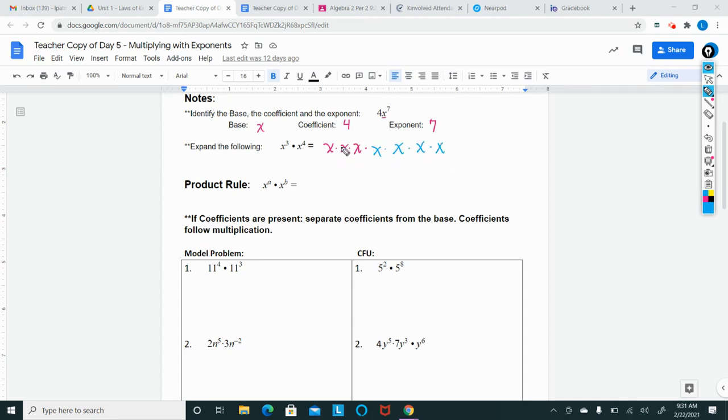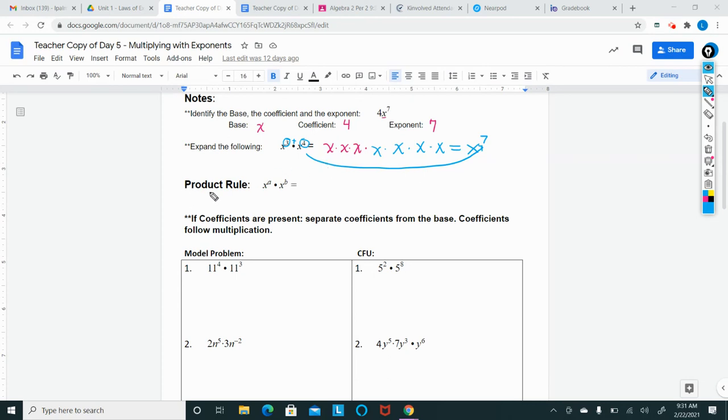So how many x's do we have here? We have 3, and then we have 4. So all together we have 7 x's. So that's where we get x to the 7th power. Now, how can I go from problem to answer a little quicker? If you look at it, we have a 3 and we have a 4. So if we just added those two exponents together, we get 7. So we can go straight from problem to answer just by adding our exponents.